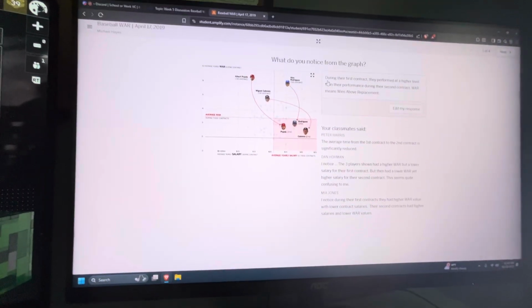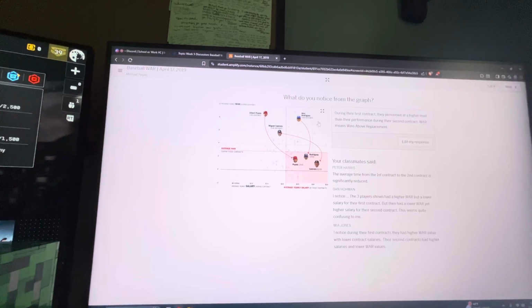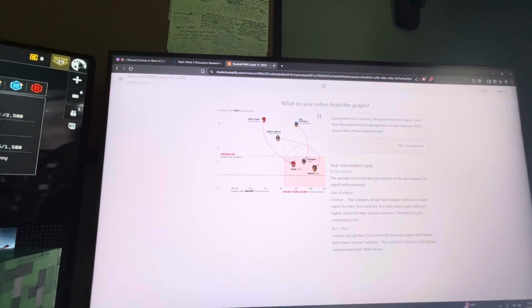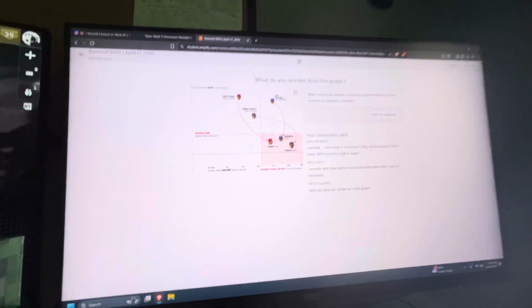But yeah, so basically I noticed that during their first contract, they performed at a higher level than their performance during the second contract. And this seems relevant to what everybody else has said. What do I wonder from the graph?